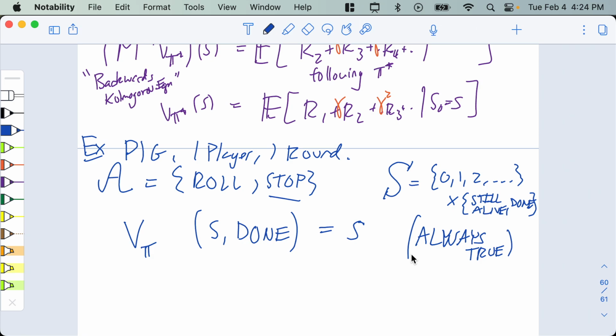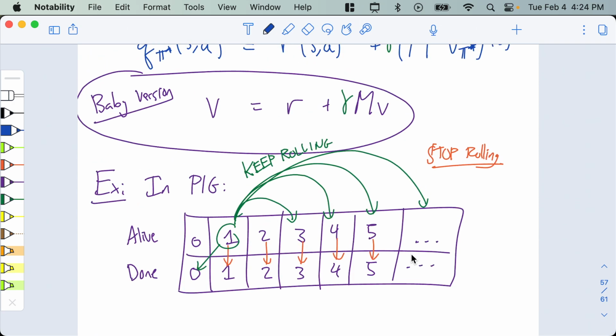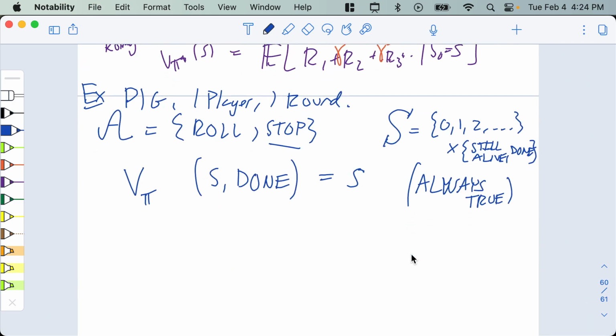Fantastic. And I think I drew a little picture of this last class with this kind of thing. So you have alive or done, and if you ever choose to finish, you're at 4, and you're like, I'm going to stop, then you get $4. You move to this state, and the value is $4. So that's the value function on the done states. Questions about this one? Is the setup more or less clear?